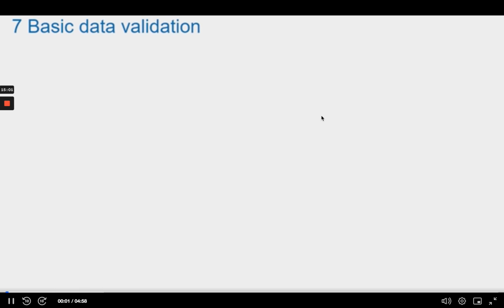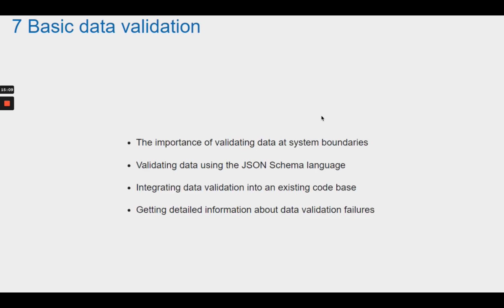Chapter 7. Basic Data Validation. A solemn gift. This chapter covers the importance of validating data at system boundaries, validating data using the JSON schema language, integrating data validation into an existing codebase, and getting detailed information about data validation failures.